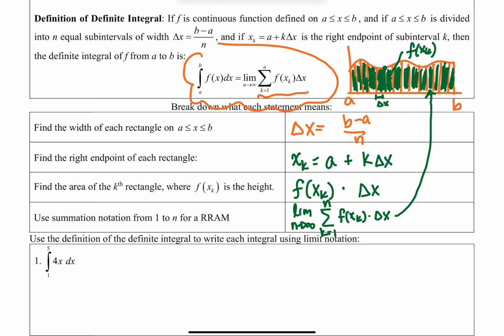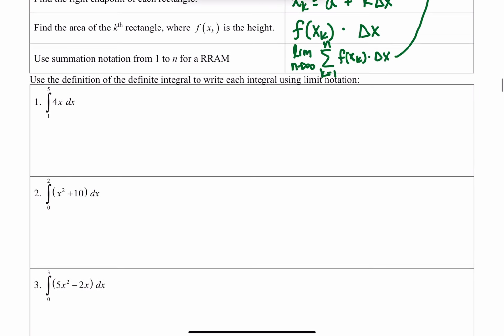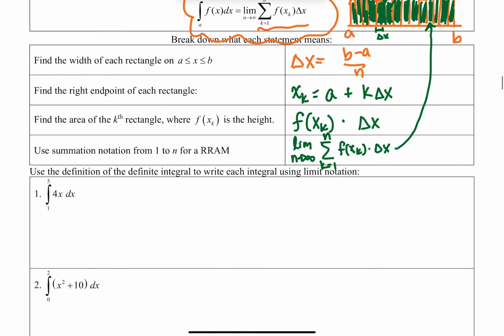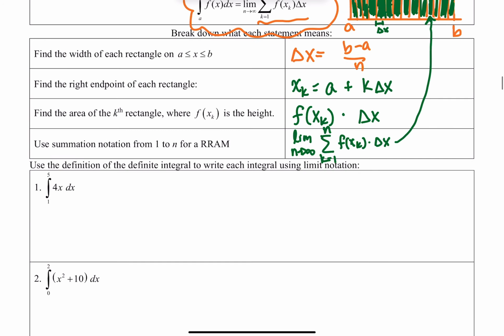Okay, so for 1 through 3, what we're going to do is write each integral using limit notation. And then in another video, I'm going to talk about how to evaluate using summations, which is just a fun bonus part.